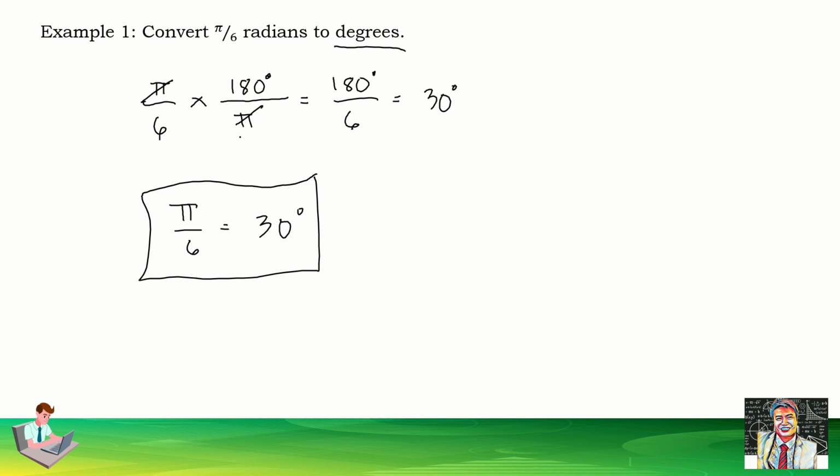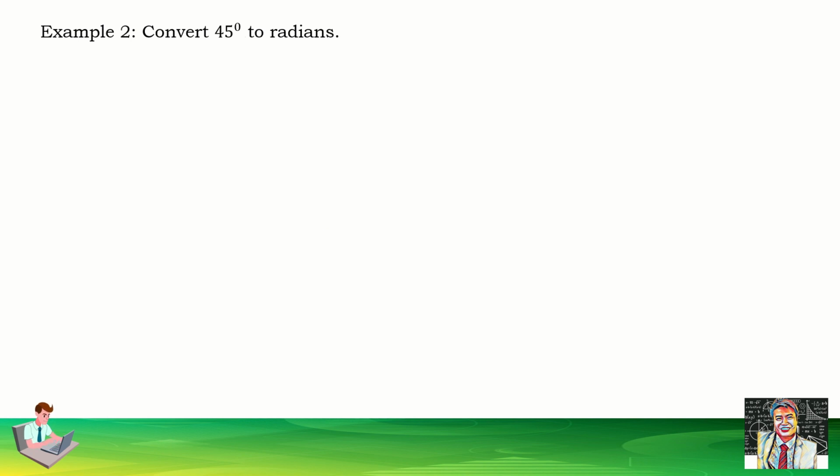So, punta tayo sa example number 2. How about convert 45 degrees to radians? So, meaning to say, degrees na ang given natin, i-convert natin to radians. Formula natin doon is times pi over 180 degrees. Okay? So, yun na. Dapat na tandaan yung formula dun sa unang ano natin.